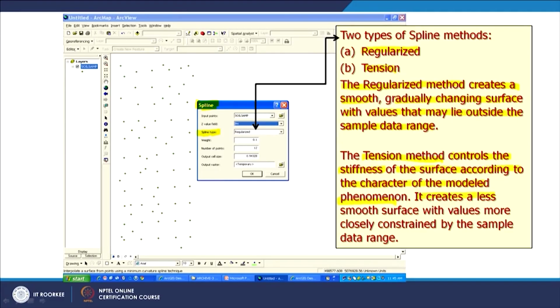And it will of course create a less smooth surface compared to regularized, with values more closely constrained by the sample data range. So, each interpolation method, whether it is IDW or spline or kriging, which we will be discussing, will have its own variants.